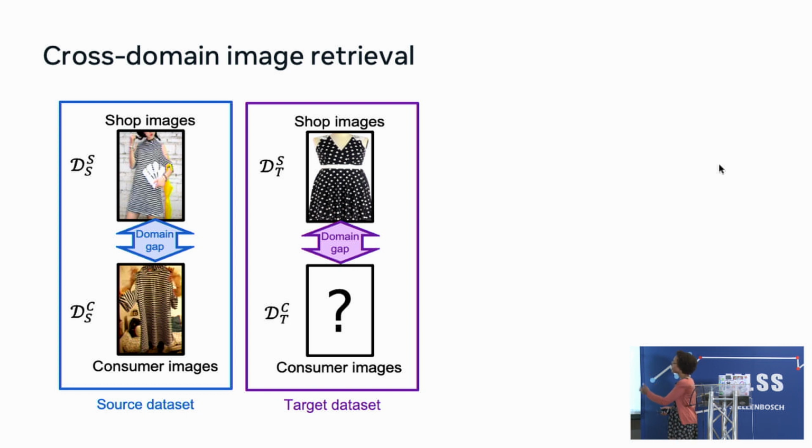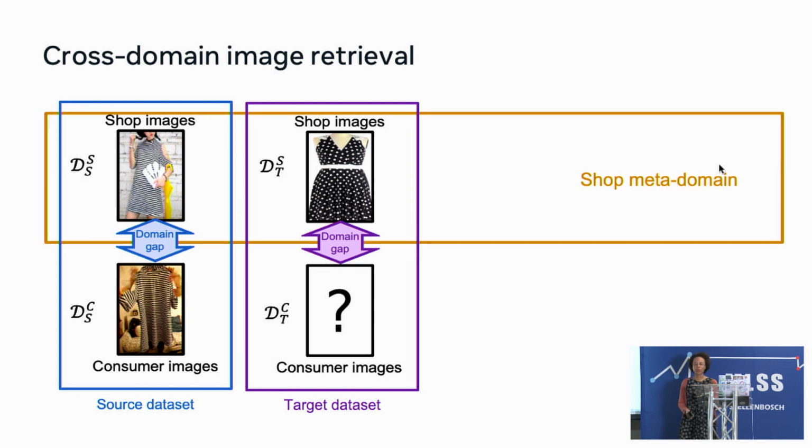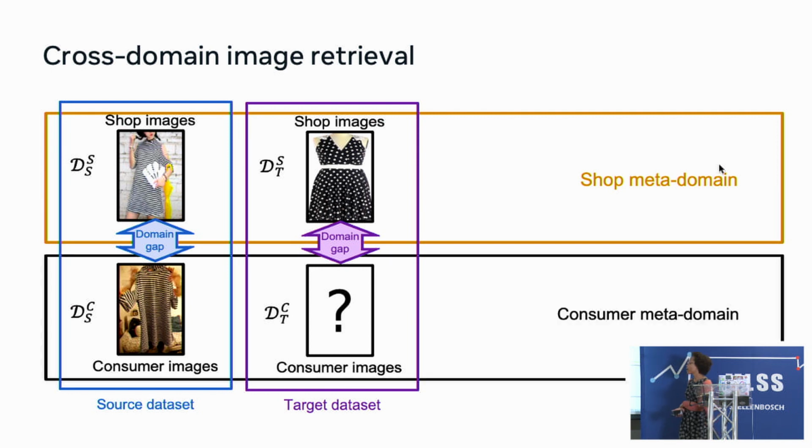Right, so you have this new target data set, and you're probably not going to have consumer images, at least initially. So we're going to define the concept of a meta-domain as the set of all shop images. Okay? Rather than having your source shop images and your target shop images, we're just going to say all images in a category are considered one big domain. And we're going to do the same thing for the consumer domain, which is all the images that ever come from a consumer, right? We're not going to think about the source data and the target data. We're going to focus just on the meta-domains, okay?